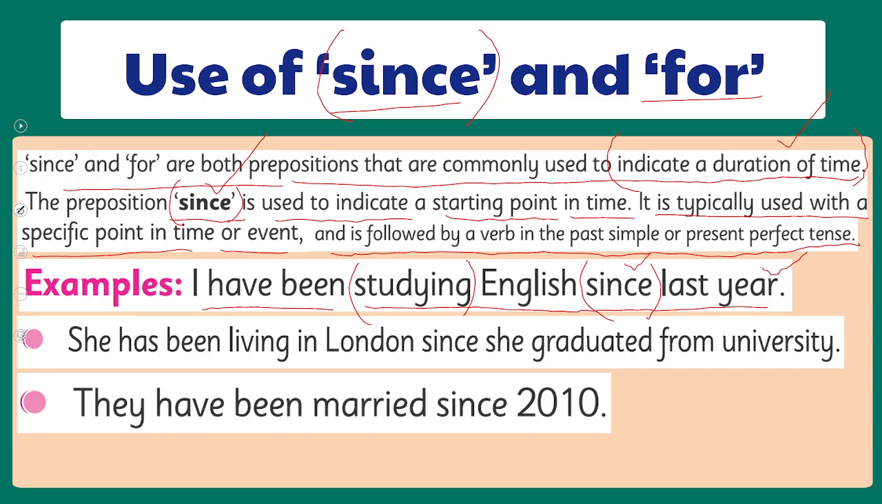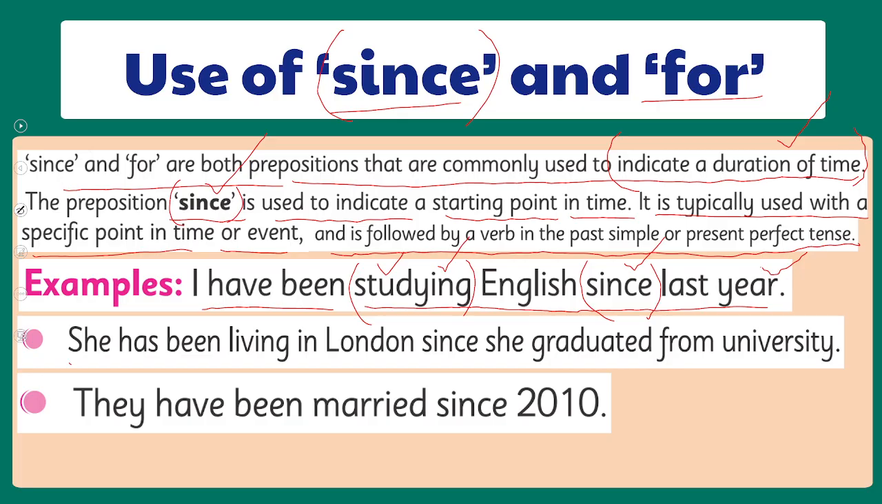So that's why we use the preposition since, because since indicates a specific time. We can say that since indicates the starting point in time of an action. So studying is an action and it was started one year before. That's why he used since and said that I have been studying English since last year. So this since is indicating the starting point of this action.